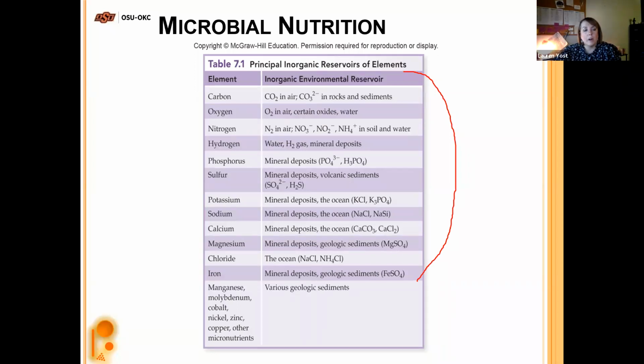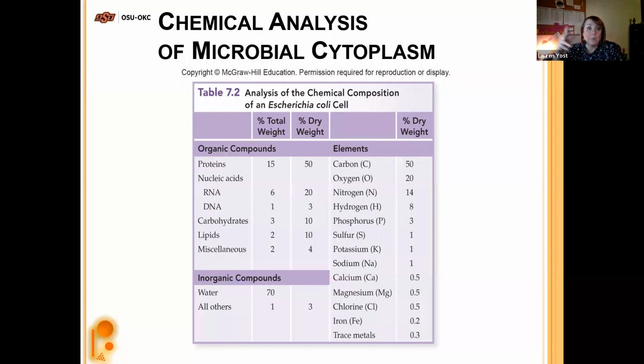So whether it's carbon dioxide in the air, carbonate in rocks or sediments, or oxygen in the air getting incorporated into things, or nitrogen in the air getting incorporated into things, usually stuff in the soil is going to do that. However these elements get incorporated, they provide sources of these elements to organisms that might eat them, or for themselves, of course.